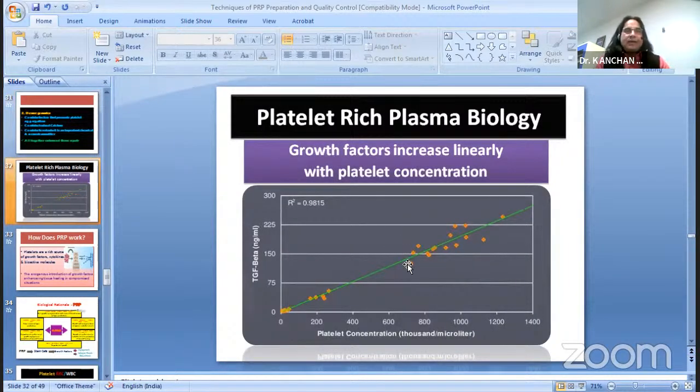So everybody knows platelet-rich plasma growth factor increases linearly with platelet concentration, right? As platelet concentration goes high, growth factor goes high. So that's why your PRP must have a good amount of platelets. How do you know whether your PRP has a good amount of platelets or not? You have to count, pre-count and post-count, with a cell counter. Then you can understand. Otherwise, there will be a problem.